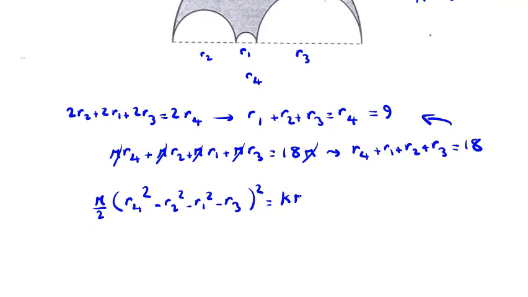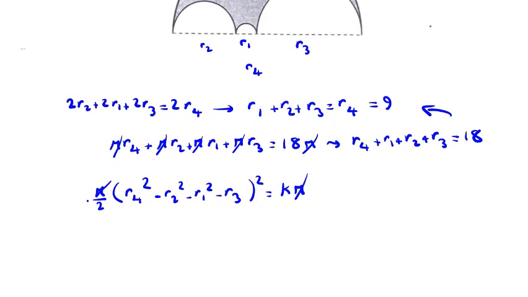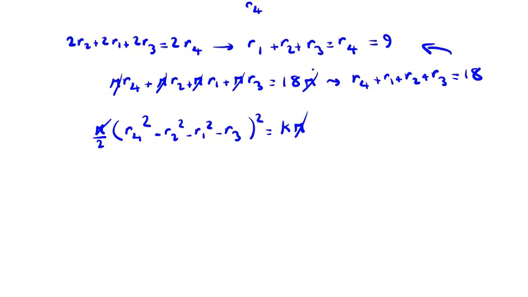So let's simplify. We can cancel pi from both sides, and we know r4 is 9. I'm sorry, here we should place r3 squared here. Now we say okay, if we replace, we can say it's 2k.